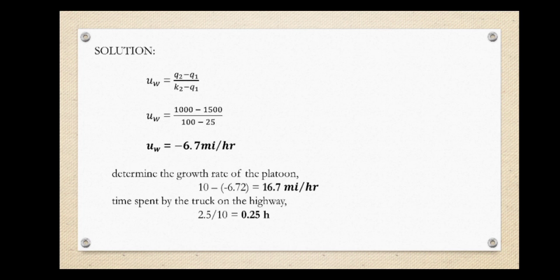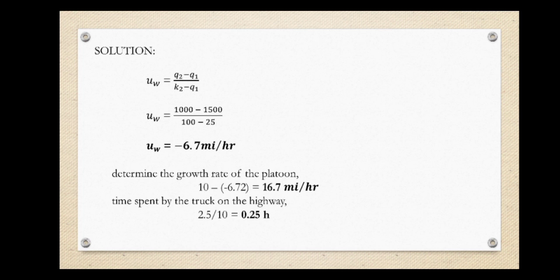So we have our U sub W is equal to negative 6.7 miles per hour. Knowing that the truck is traveling at 10 miles per hour, the speed of the vehicles in the platoon is also 10 miles per hour, and the shockwave is moving backward relative to the road at 6.7 miles per hour. So to determine the growth rate of the platoon, we have 10 minus negative 6.7, so we have 16.7 miles per hour.